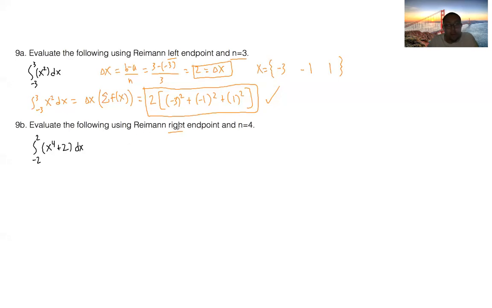So using the right-hand endpoint, we know that we can first calculate delta x, our Riemann steps, by b minus a over n, which is 2, which is b, minus negative 2, which is a. So 2 minus negative 2 divided by n, which is 4, because we have 4 subintervals. 4 divided by 4 is 1. So our delta x is going to be 1.